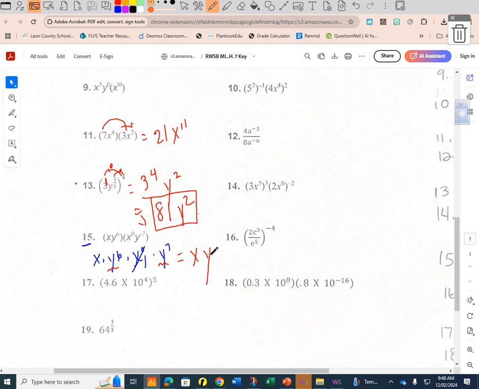Alright, what's the exponent on the y going to be, Peyton? Sorry? Y to the 6th times y to the 7th. What's the shortcut? What do we do? We add the exponents, right? Yes. So y to the 6th times y to the 7th, so we get y to the 13th power. Any questions?